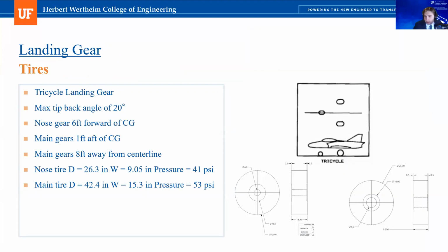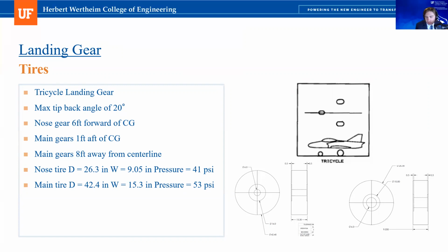So for designing the BC-1 Rock Python's landing gear, we looked towards modern day aircraft, and from that, we were able to select the tricycle landing gear arrangement, which allows for a high degree of stability while also providing increased forward visibility. And with our landing gear arrangement selected and taking our airfoil into consideration, we were able to determine a maximum tip back angle of 20 degrees.